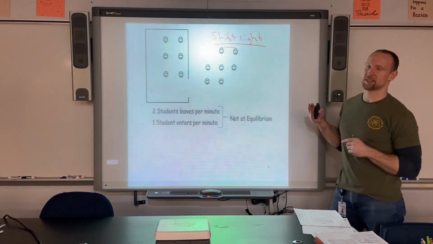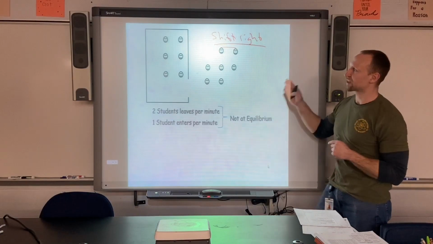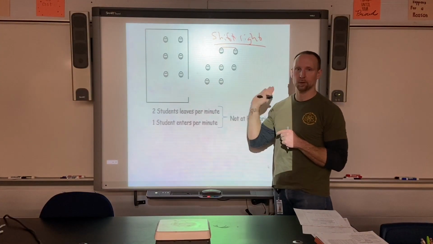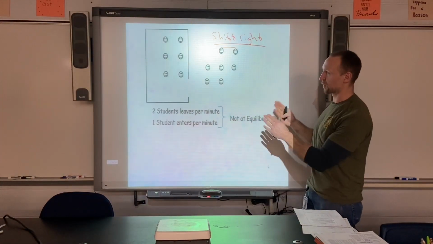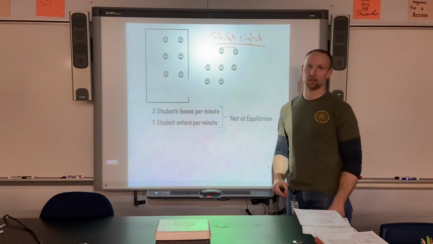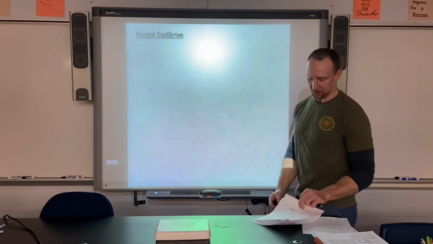So this is a system that is not at equilibrium. So the rate of the forward reaction is not equal to the rate of the reverse reaction. So we saw a change in those concentrations. So we had an observable change. Now there's more students in the hall and less students in the classroom. So this is a system that's not at equilibrium. So let's talk about some types of equilibrium.